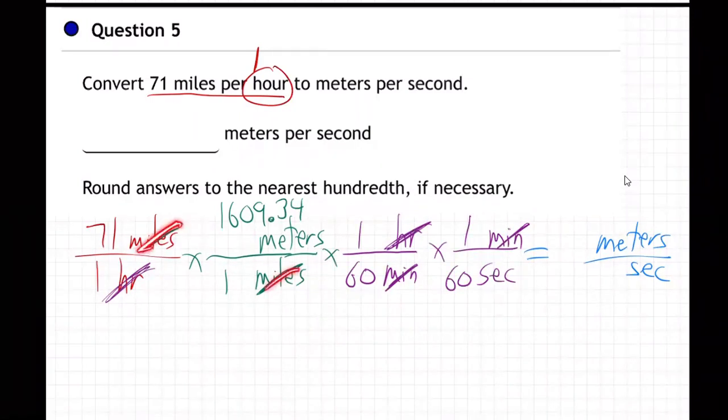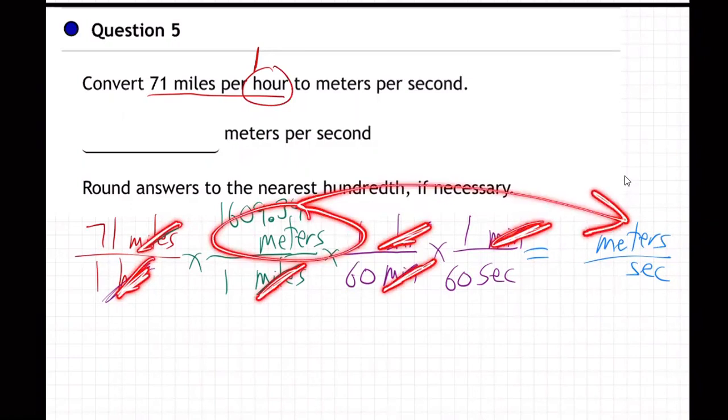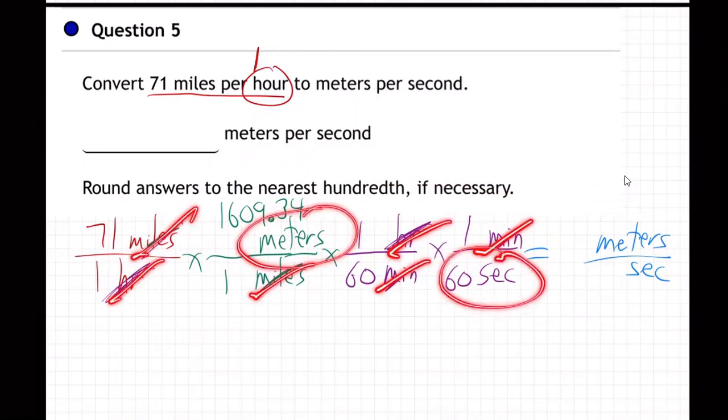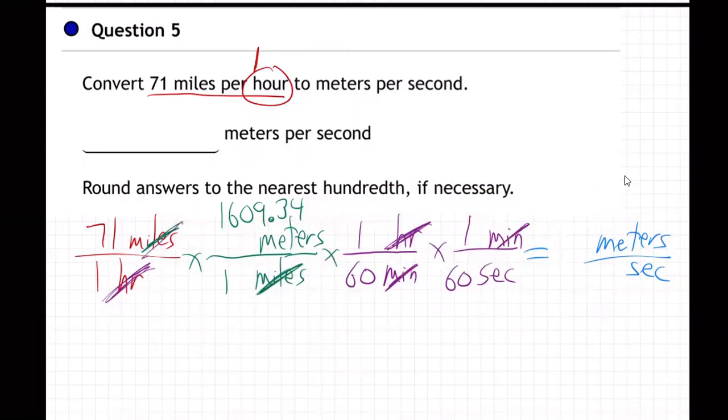How do I know? Well, miles are gone. Hours are gone. Minutes are gone. What are we left with? Meters on the top. Perfect. Seconds on the bottom. Perfect. Meters per second. We've done it. We've arrived. So we lined up the units so that everything we don't want cross cancels, and we're only left with the two things we do want. Meters on the top, seconds on the bottom. And once you do that, it'll naturally tell you what to do with your numbers.